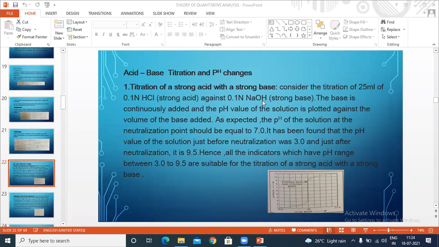3 to 9.5. So the indicator which is suitable for that range is phenolphthalein or methyl orange. In most cases we can use phenolphthalein, because phenolphthalein's range is from 8.5 to 10. If it is methyl orange, it's around 3.3 to 4.5. So in most cases we can use both indicators. That is based on the availability of indicators.